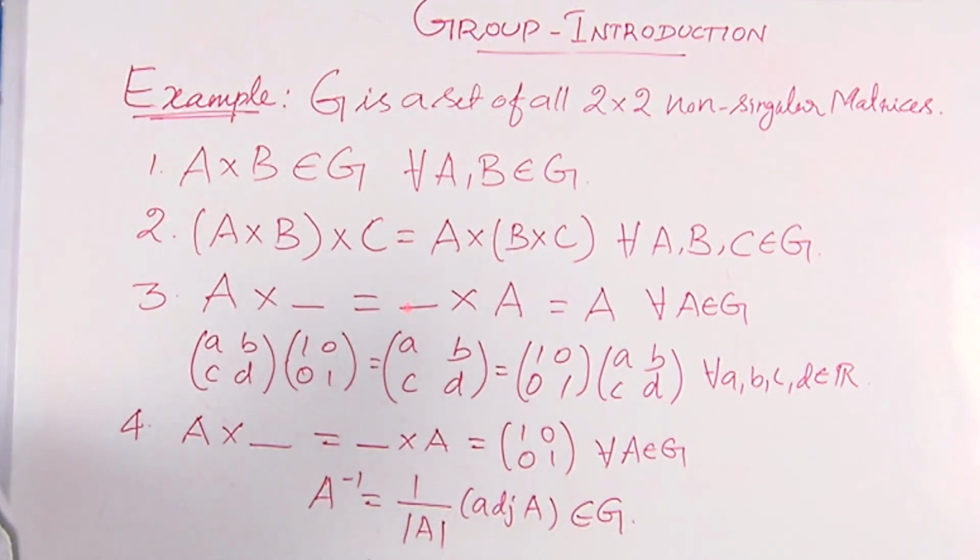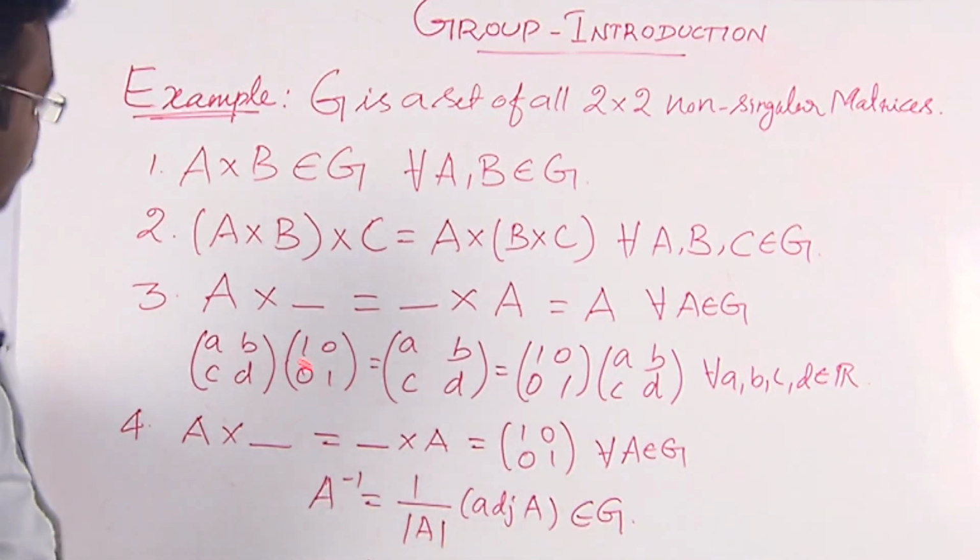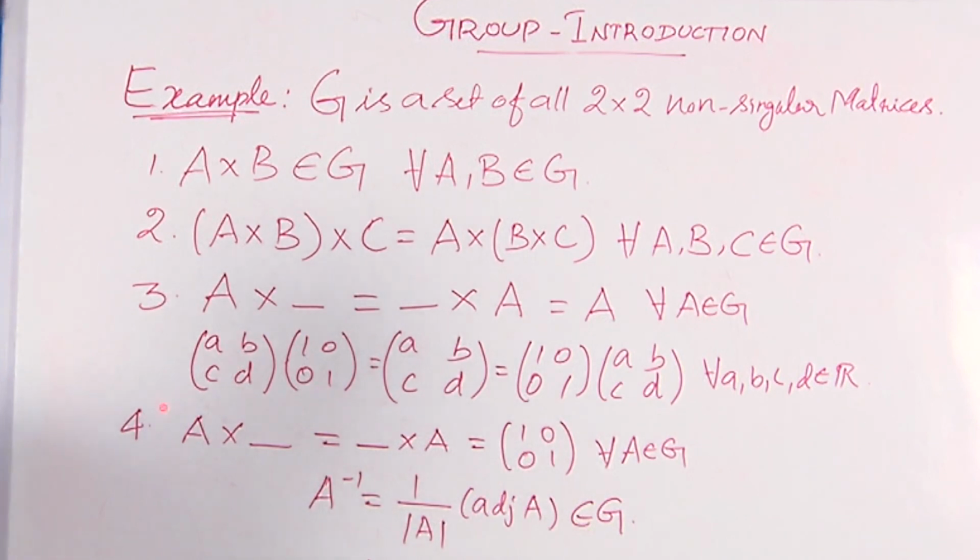So, A cross I equal to I cross A, which is equal to A. This I is an element of G, therefore, G satisfies the identity property. Next, last we consider the fourth property, that is inverse.